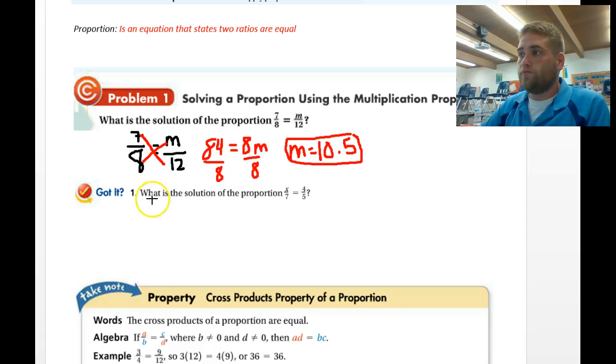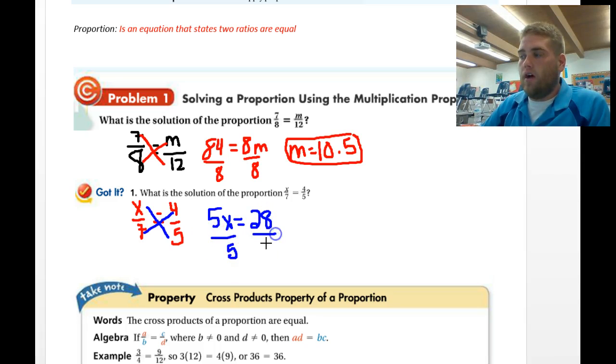So multiply across here and across here: 7 times 12 is 84, equals 8 times m is 8m, divide by 8. On problem 1, I have x divided by 7 equals 4 divided by 5. Once again, we're going to multiply across here. So x times 5 is 5x equals, multiply across here, 7 times 4 is 28. Divide by 5, divide by 5.